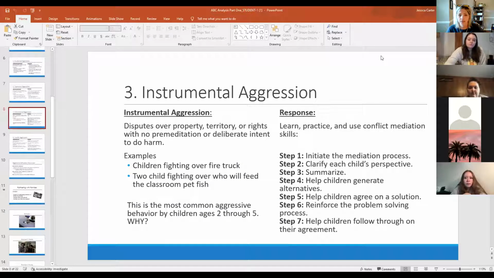The third type is instrumental aggression. Instrumental aggression is when children are engaged in a dispute over property, space, rights in the classroom. It's not premeditated. There's no deliberate intention to hurt another person. Children are just fighting over space and materials.